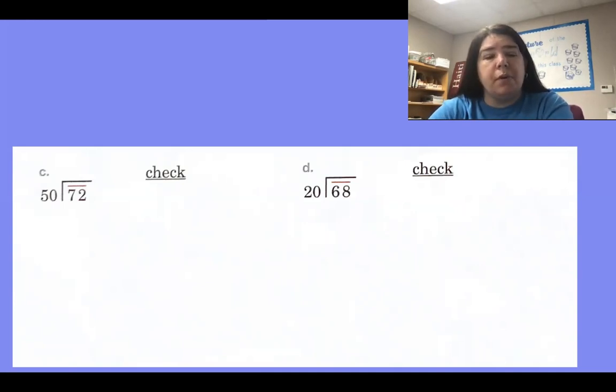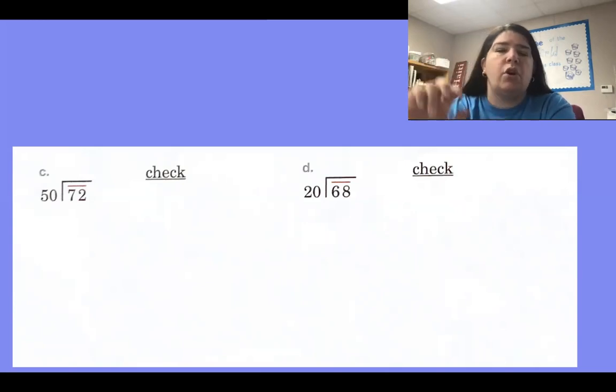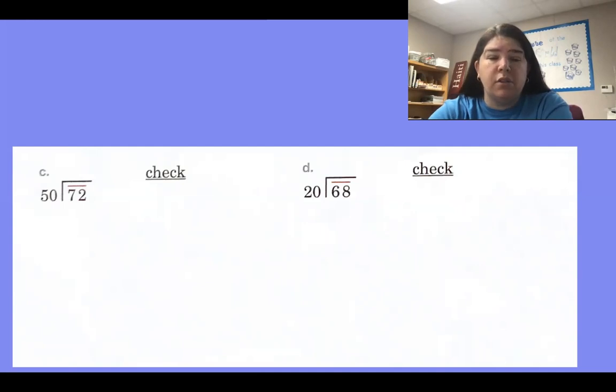So let's be careful. 72 divided by 50. Again, I don't expect you to know your 50 times table. You're just going to use the 2 place values, 72, and the 2 place values for 50. And we're going to use the first 2 numbers, 7 and 5. What is 7 divided by 5? 1. And what is 1 times 0? 0. And what is 1 times 5? 5. So you put 50 down.